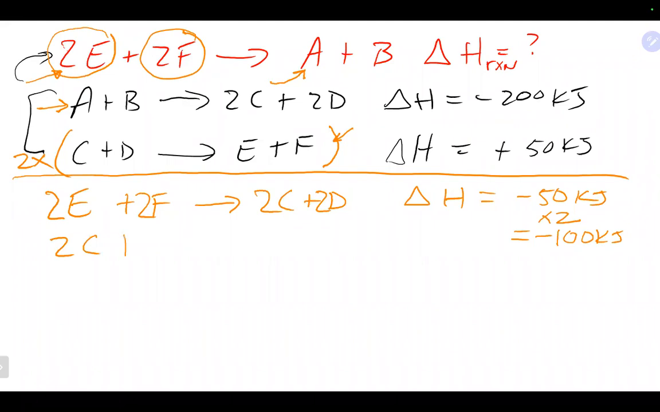So I'm going to take the top equation and reverse it. That gives me 2C plus 2D gives me A plus B. And because all I did with the first equation was reverse it, the delta H value for that first equation is now going to also change its sign, going from negative 200 to positive 200 kilojoules. Any questions on that there? I am clearly out of room, so hopefully I should have done it right at this point.